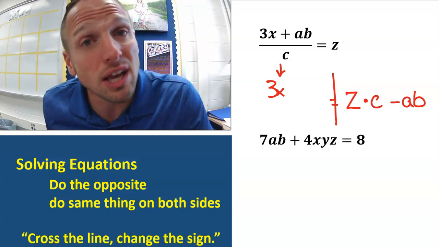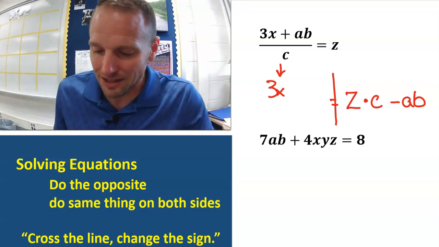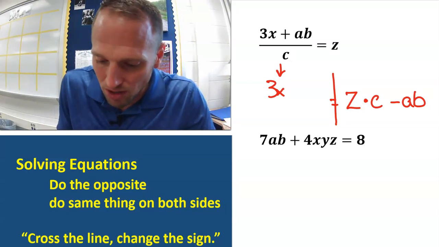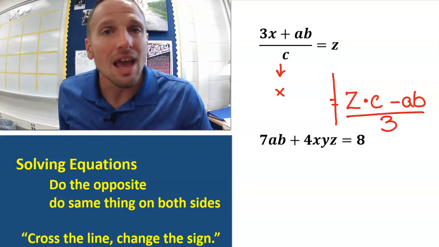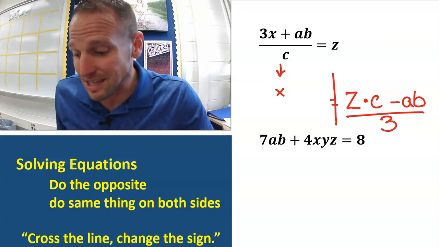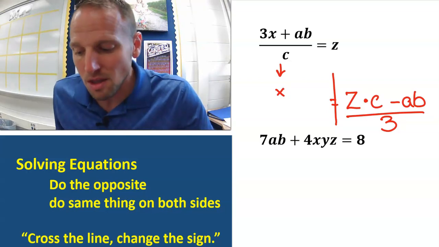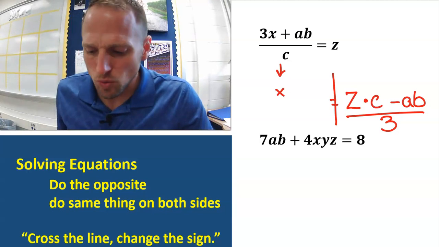That's 3 times X. So what's the opposite of times? Divide. You got it. So let's divide that 3 to the other side. Divide the 3. X is isolated. It's by itself. So here's our answer. Z times C minus AB divided by 3. Awesome. Let's do one more.